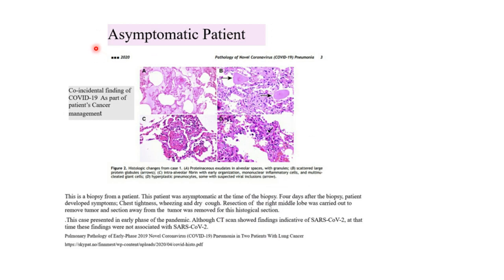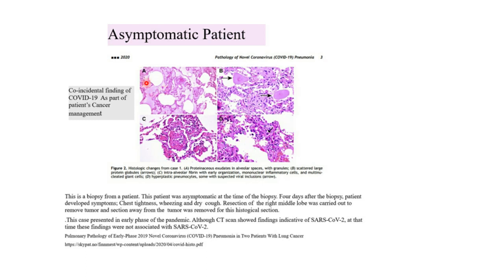Next two cases, and we see asymptomatic patients. Coincidental findings of COVID-19 as part of the patient's cancer management. So this patient was being managed for cancer as part of the tumor resection. They took some normal tissue away from the lung, and a few days later this patient then showed signs and symptoms of COVID-19. There was nothing with this patient to show, no symptoms indicating this patient had SARS-CoV-2 and COVID-19 disease.